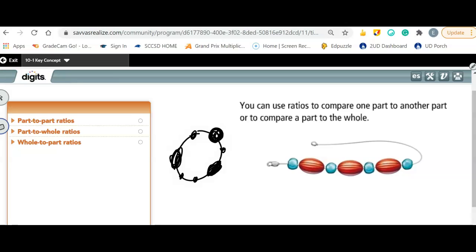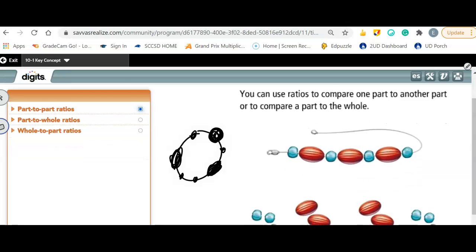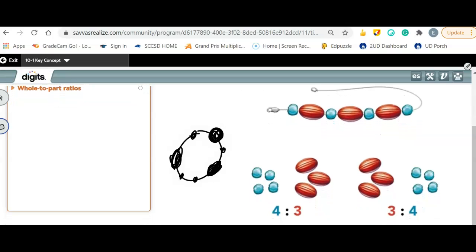All right, there are 3 different types of ratios. You have a part-to-part ratio, you have a part-to-whole ratio, and you have a whole-to-part ratio. Let's go over the first one, part-to-part. That's all we can show. So, a part-to-part ratio is going to look like this. The number of small beads to the number of large beads.